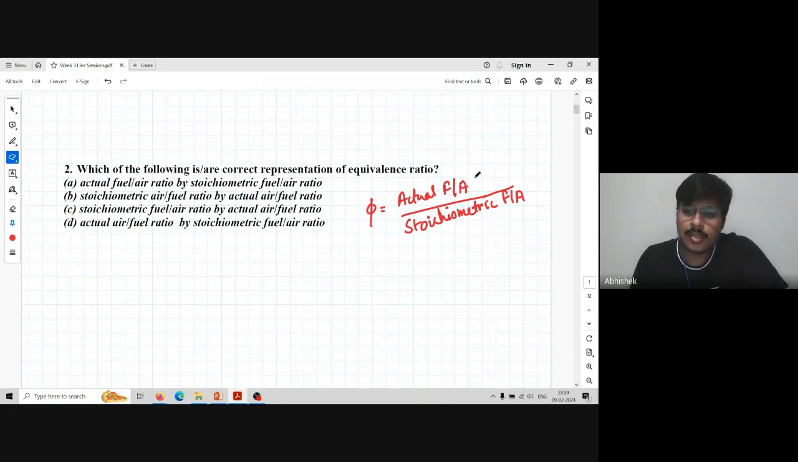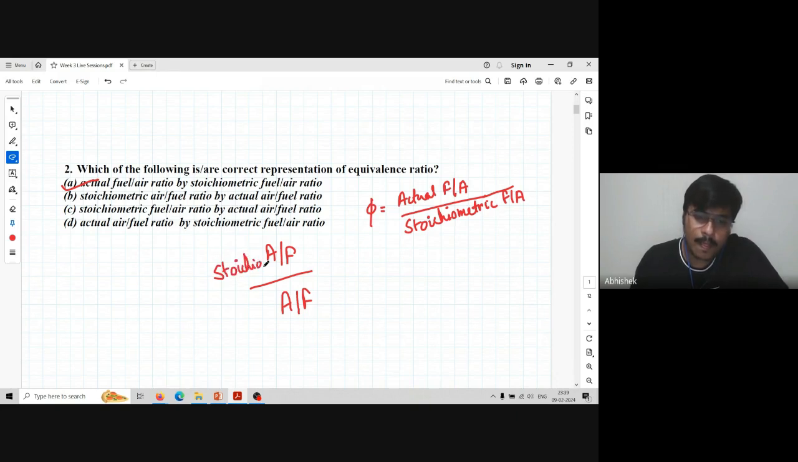So it is the ratio between actual fuel-air ratio and stoichiometric fuel-air ratio. So A is correct. And if we reverse the ratio, let us say now we want it in terms of air-fuel ratio, so in the numerator it will be stoichiometric, right? Correct. So B is correct.